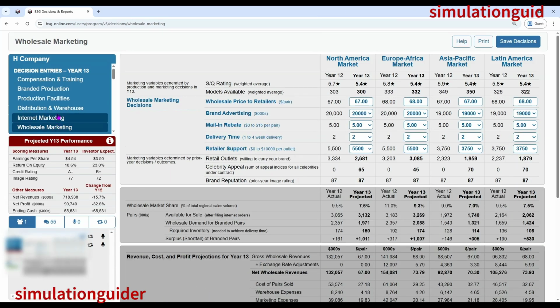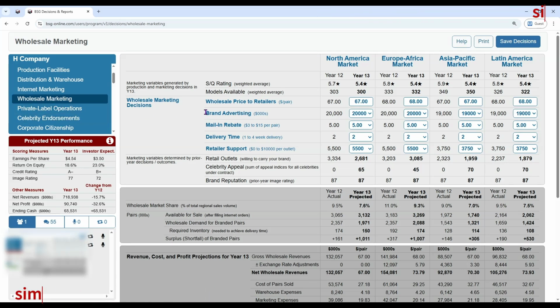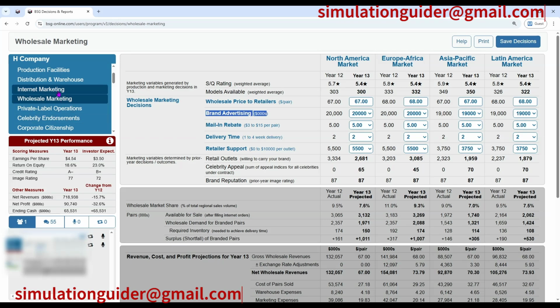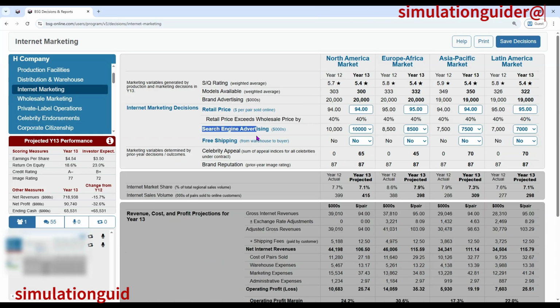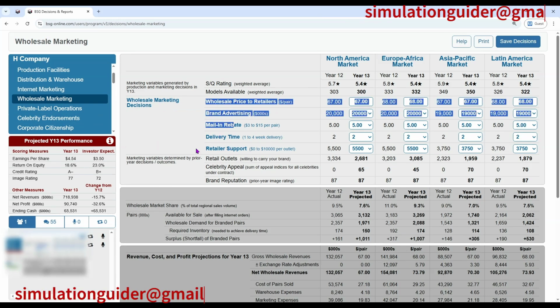And you have to have strong marketing and advertising. This means that you invest in the brand advertising, you invest in the retailer support, you invest in the search engine advertising and all. And also you need to have good dealer support. That one you're talking about maybe the mail-in rebate.